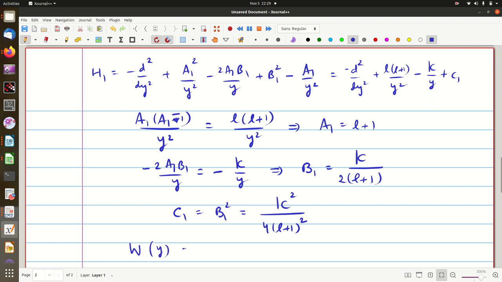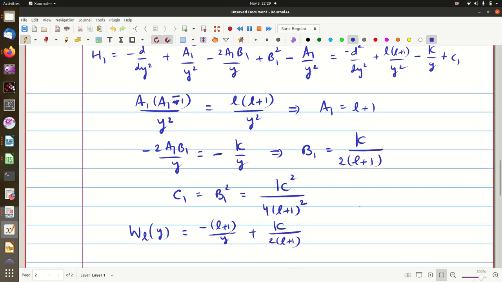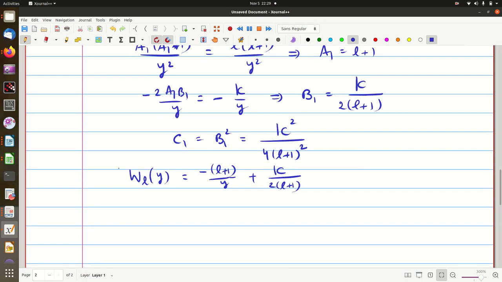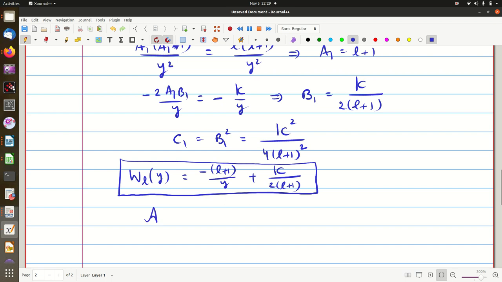So W of y is minus a1 by y, so minus of l plus 1 by y plus b1, and b1 is kappa by 2 times l plus 1. Just to ensure that there is an l dependence, we can write this as W_l of y. Okay, so this is the superpotential for generating the Hamiltonians for the hydrogen atom problem. Fine. So now that we got the superpotential, we can write down the operators A and A dagger.